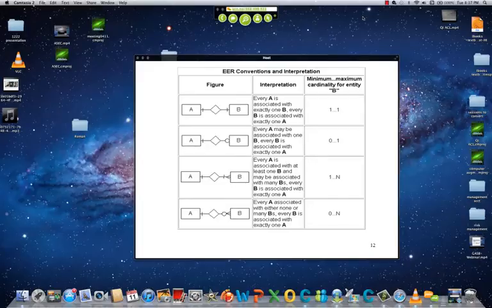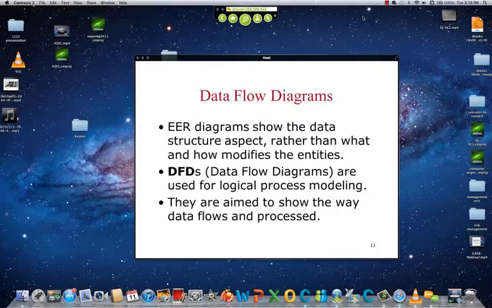Again, we'll do it more today, so let's go on. But are there any questions so far regarding this? Good. So these are called EER diagrams, which, as I told you, are used to model these objects of interest, so logical data.